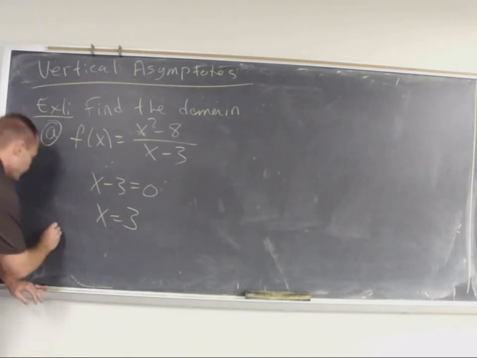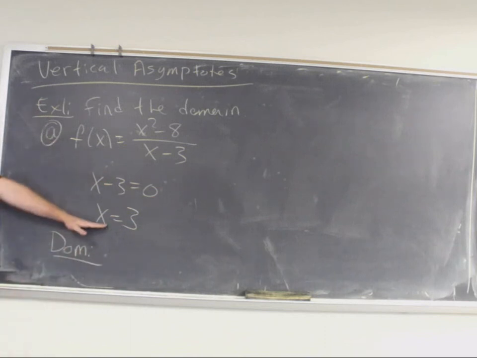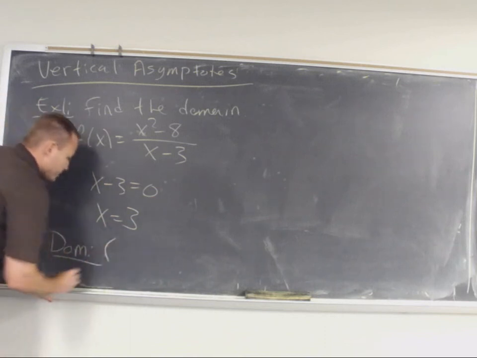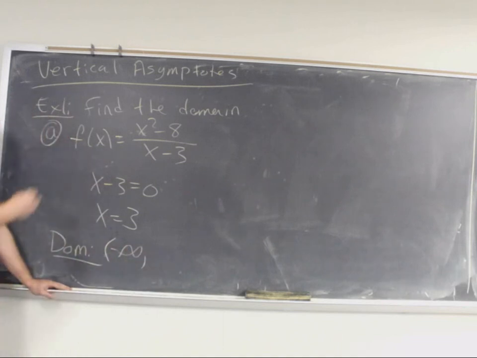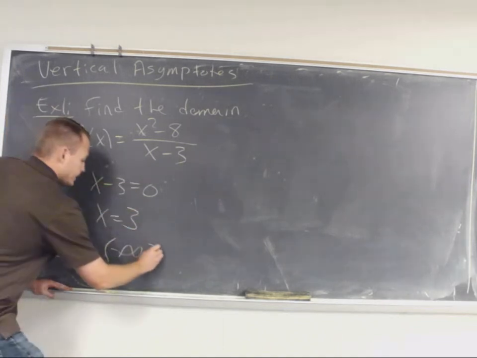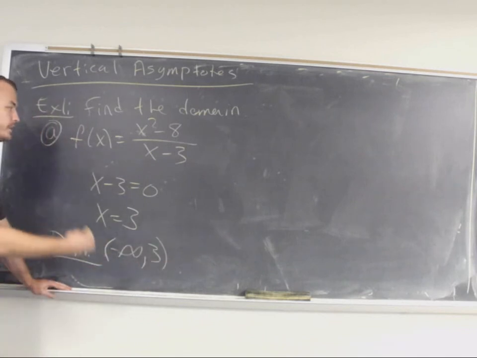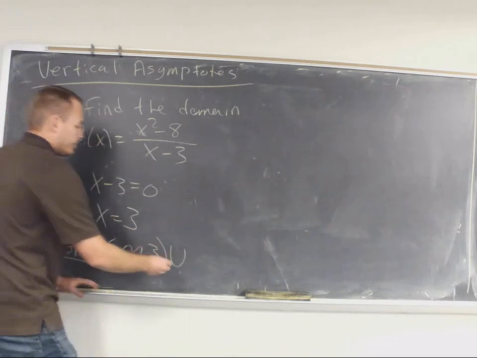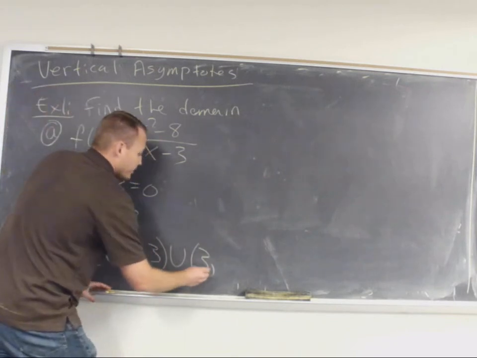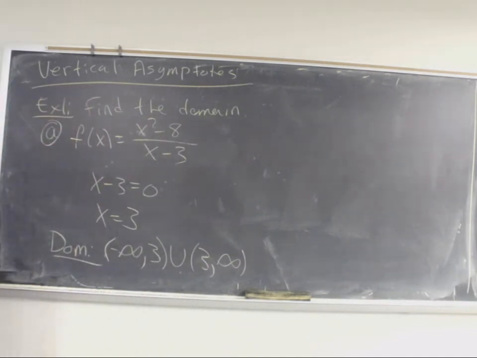So the domain then would be every number except that one. So we start with the smallest value, which is negative infinity, and then it goes up to 3, and we don't want to include 3, because if we include 3, that would give us a 0. Union, or and, then we pick right back up at 3, and we go to the largest value, which is infinity.